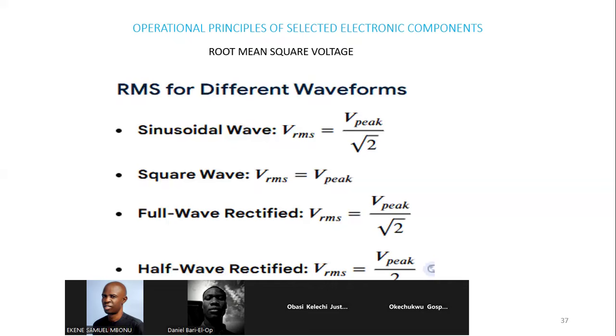Let's assume that we measured an AC signal with a multimeter. It gives us 170. What actually is the peak voltage of that source? 240. Good.